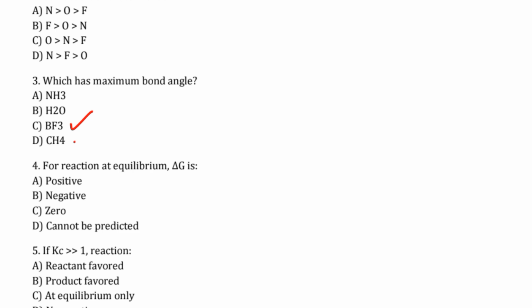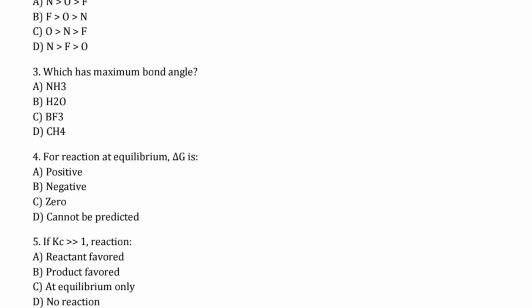Next, coming to a reaction at equilibrium. For a reaction at equilibrium, delta G is positive, negative or 0. We all know that it is 0. At equilibrium delta G is always 0. Right students?